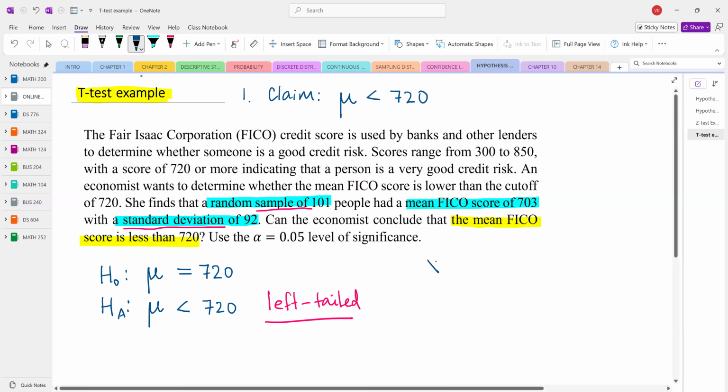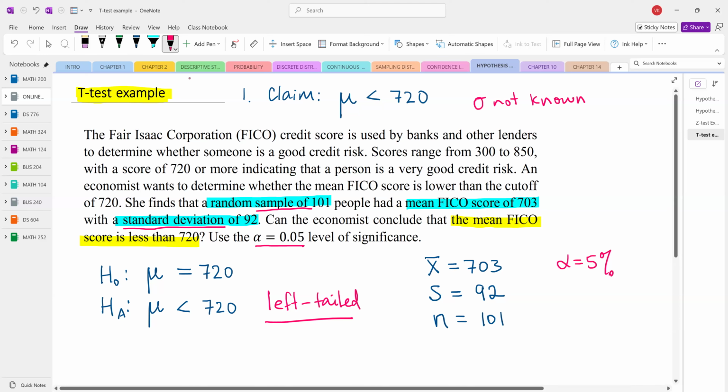So let's record the data available. X bar is 703. The sample standard deviation is 92. Now these statistics are based on the sample of size 101. And the level of significance given to us here is 5%. So as you can see, since sigma is not known, and the sample size is sufficiently large, we recognize that this will be a t-test instead of a z-test.